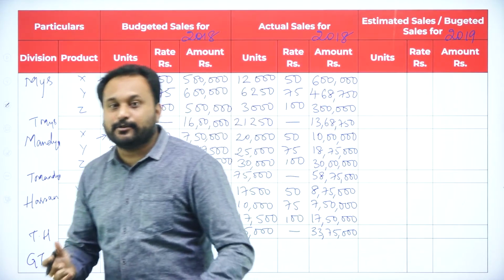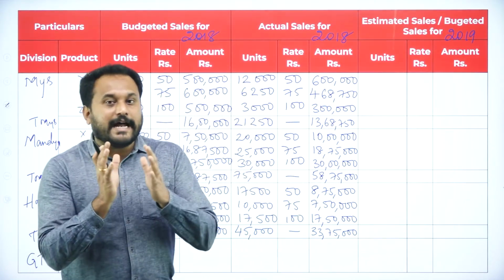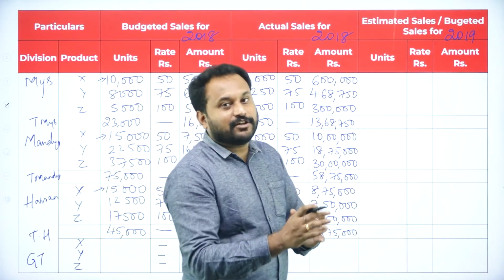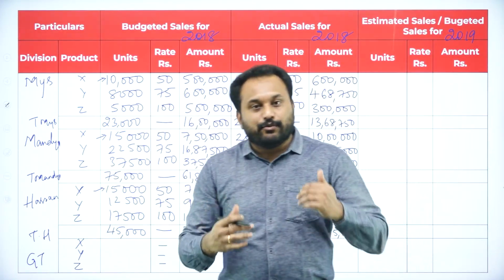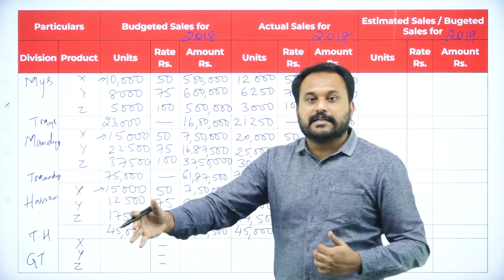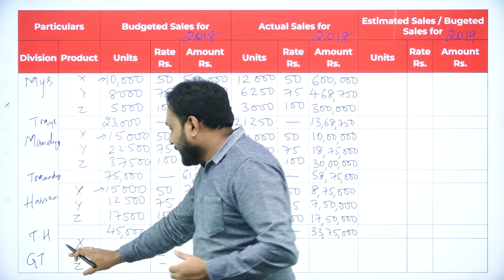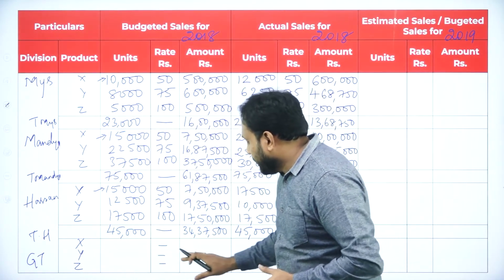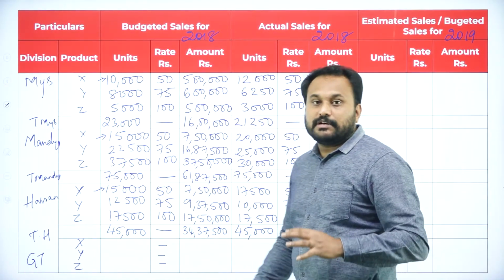The last one, grand total, how you will do it is you will add X of Mysore, Mandya and Hassan. Y also Mysore, Mandya and Hassan, you will add. Z also Mysore, Mandya, Hassan, you will add. We will write the grand total of X, Y, Z here and everywhere we are supposed to add that.